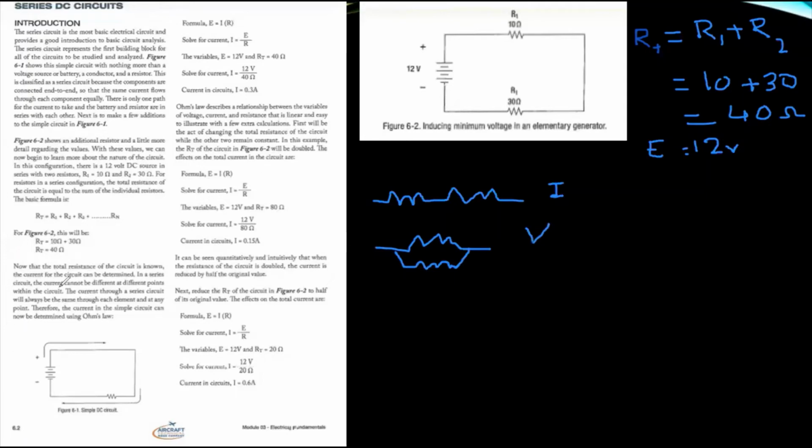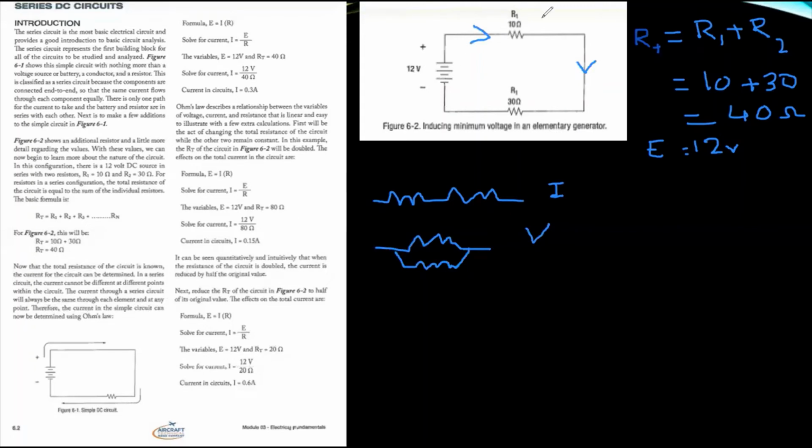Now we can read here. In a series circuit, the current cannot be different at different points within the circuit. It means if we have a series circuit, then the current flowing here and the current flowing here will be the same. The current through a series circuit will always be the same through each element and at any point. Therefore, the current in this simple circuit can now be determined by using Ohm's law.